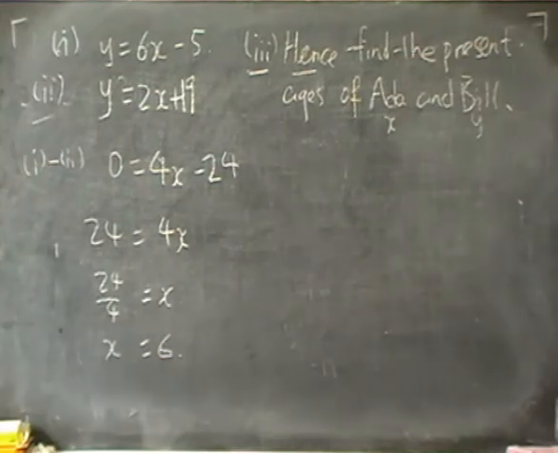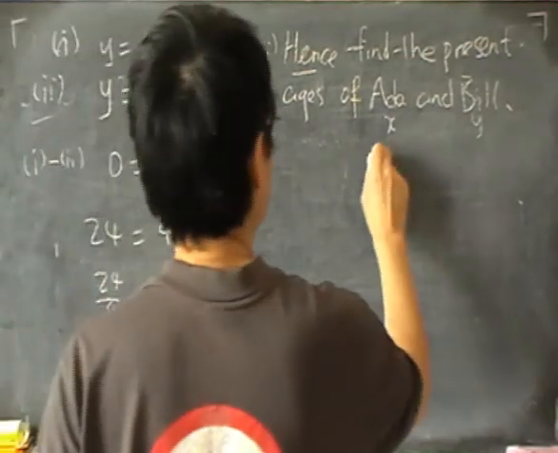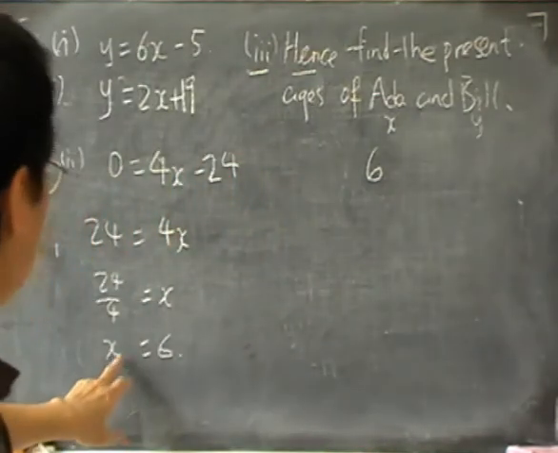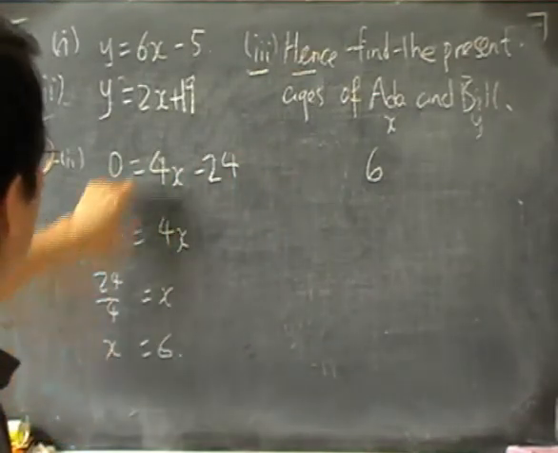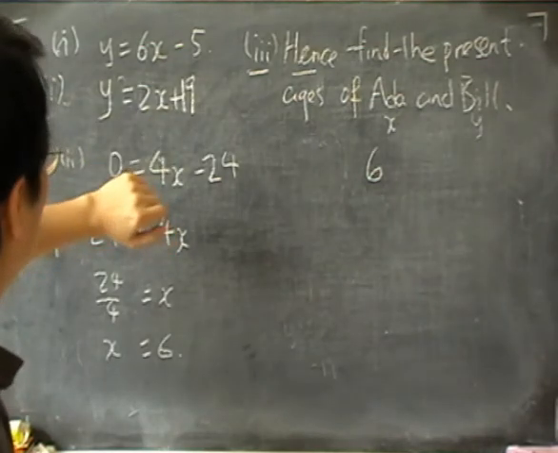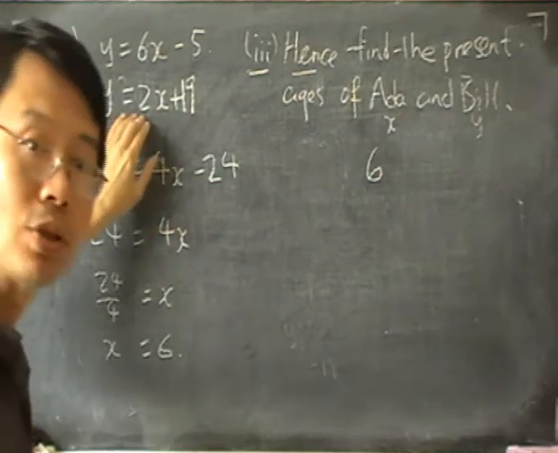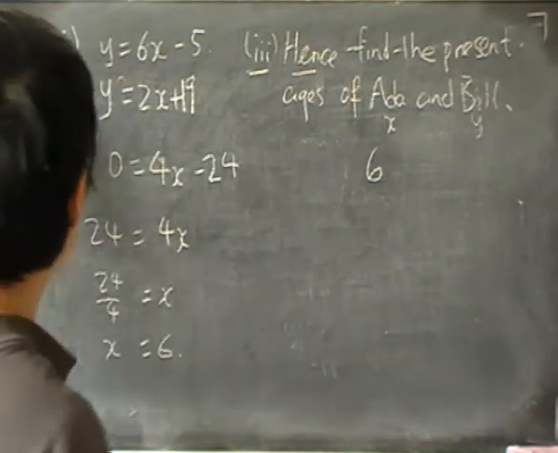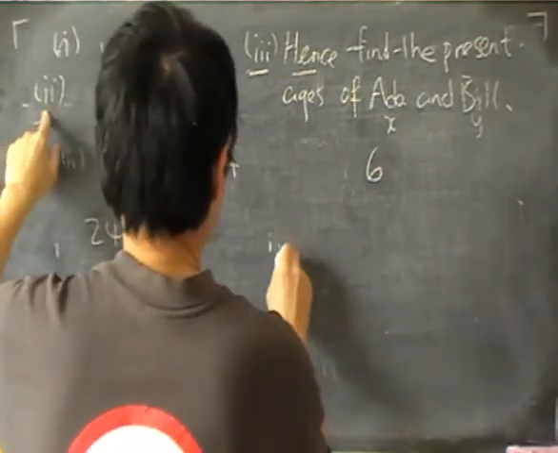I now have the age of Ada. Ada is 6 years old. Now once I've found the value of x, once I have the value for one unknown, I can go back to the equation and find the other one. And I can use either one. So let me use 2.